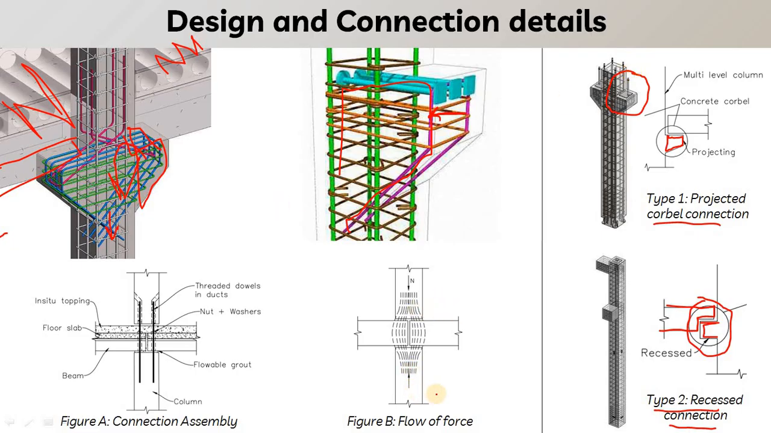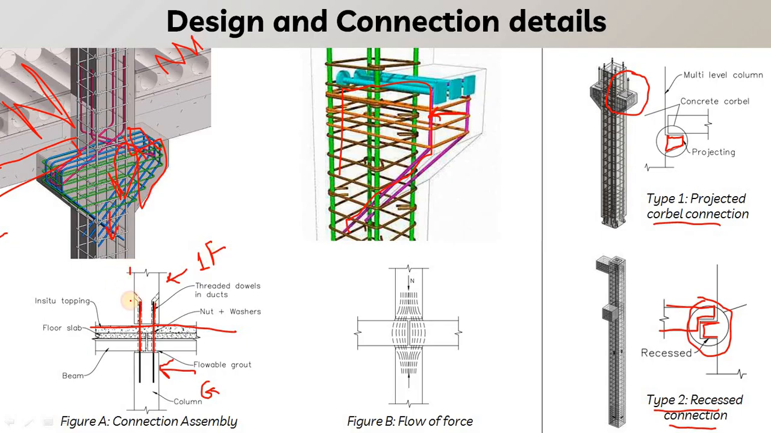So here you can see this is figure B, the connection assembly. Let us say this is my ground floor. From the ground floor we have one column, and we have given the projection bar from the column at the ground floor, and we have cast it up to this level. Now for the first floor we will erect the column above that. So how will it be connected?